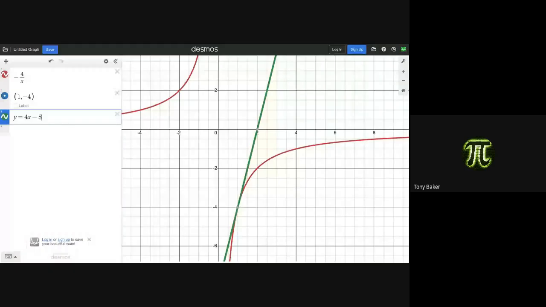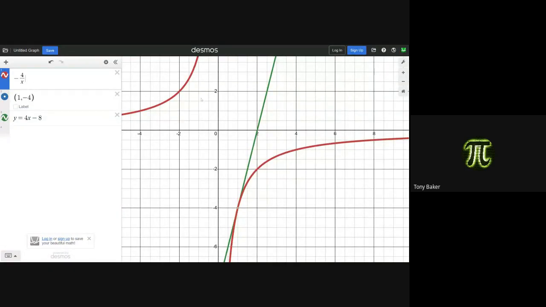Let's try it. There we go. So there, the red's my original graph. That's my point right there. And the green line is my tangent line. Slope is 4. And it touches right at that point. Doesn't go through anywhere else. So we can use our limits to be able to figure out tangent lines.